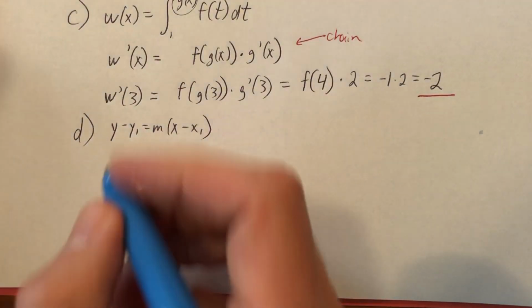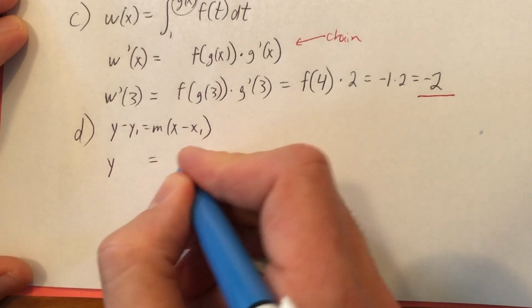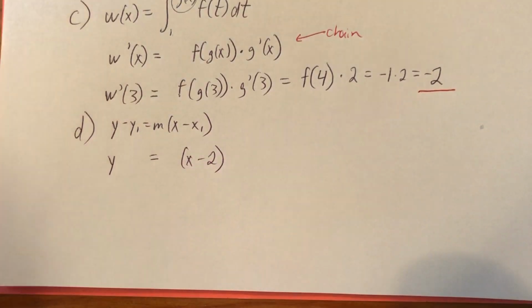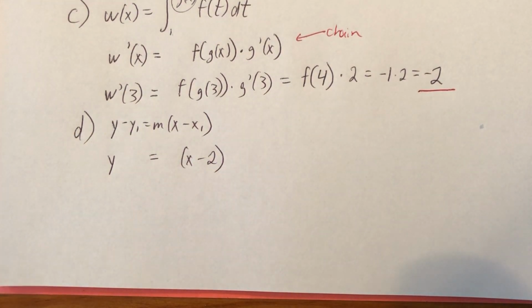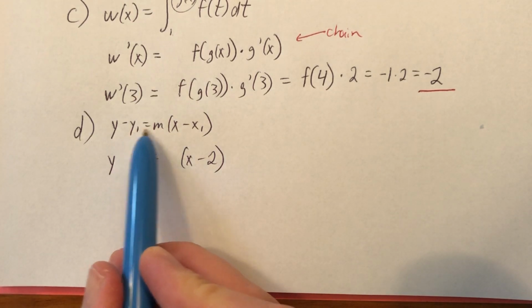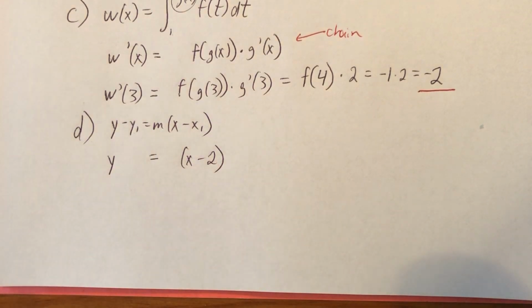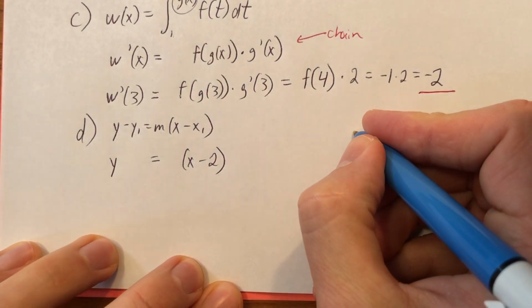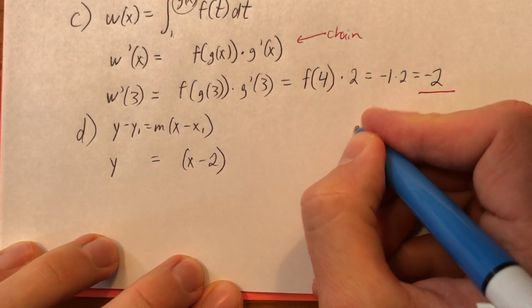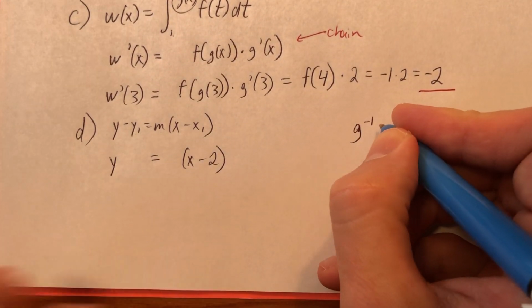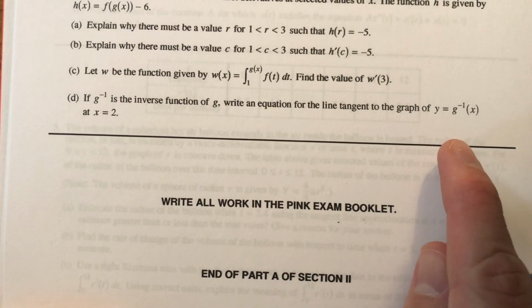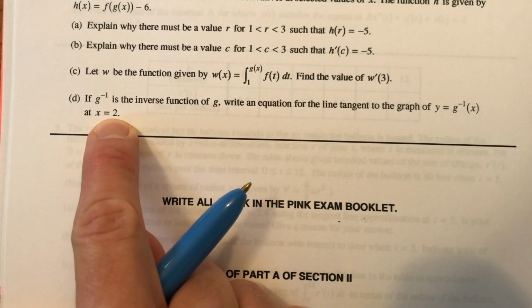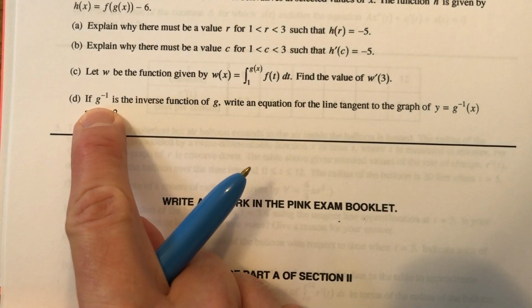So the next line says this, y minus something equals m, and then x minus 2. Great, we've made progress. So what am I missing? I'm missing this, I'm missing this, and now we'll figure out those things. They said that g inverse is the inverse of g. So I want to know the y value that corresponds with an x value of 2 for my inverse function.